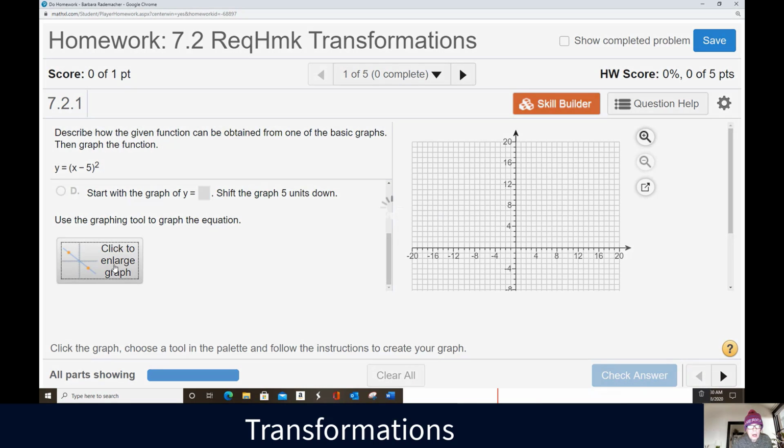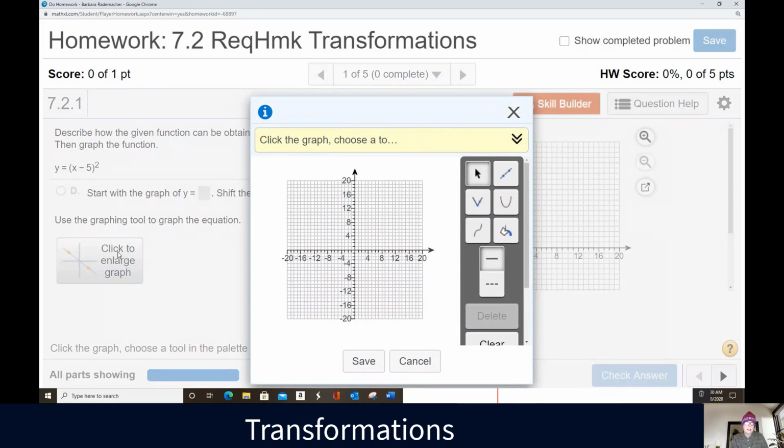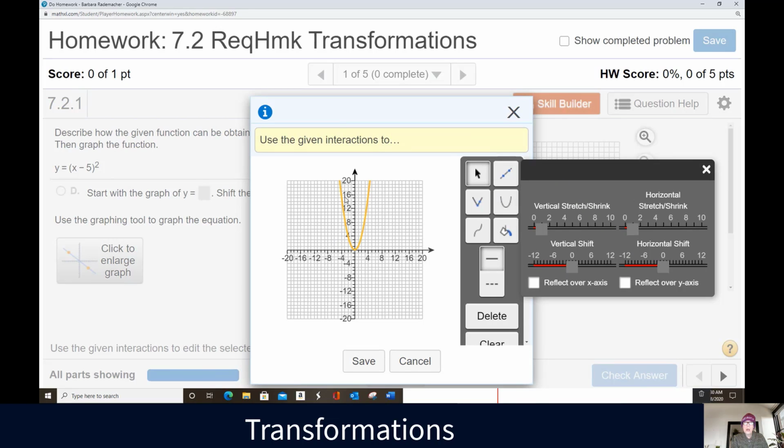Okay, now, first I have to tell it what kind of graph I'm dealing with. And the graph of something squared is going to be a parabola. This is a parabola, and it tells you this is the x squared tool. If you hover your mouse over it, it tells you what kind of tool it is. Okay, now it says click the graph. I believe you can click anywhere, because where you move that is going to be determined by how you answer over here.